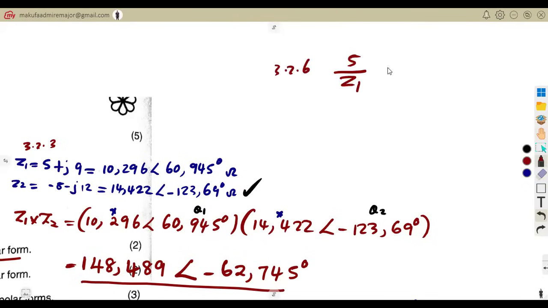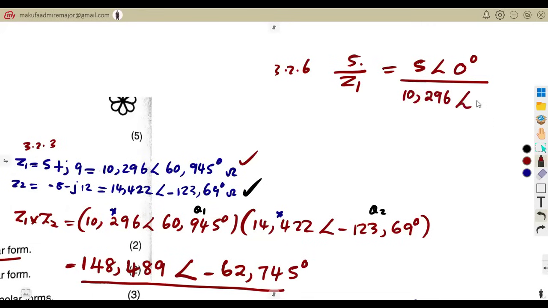5 over Z1. So 5 again is just a whole number. How can we have this in polar form at an angle of 0? So that's 5 at an angle of 0 degrees over Z1. Already it is in polar form. That's why we have to convert this to polar form.